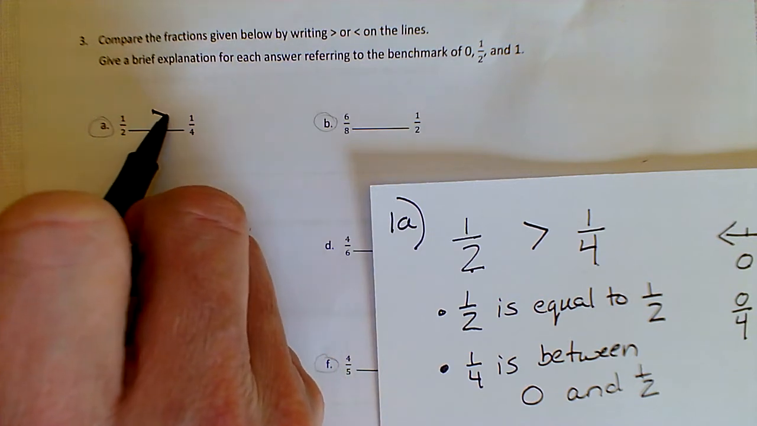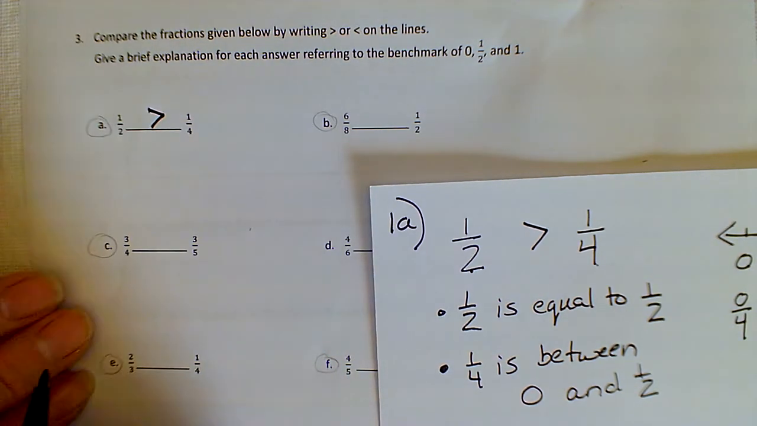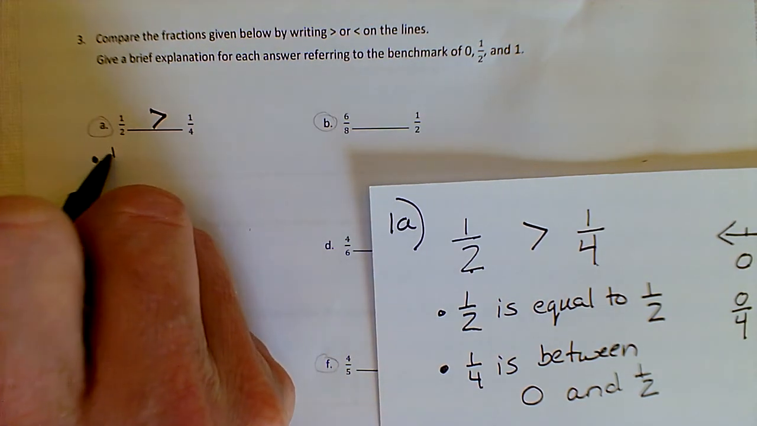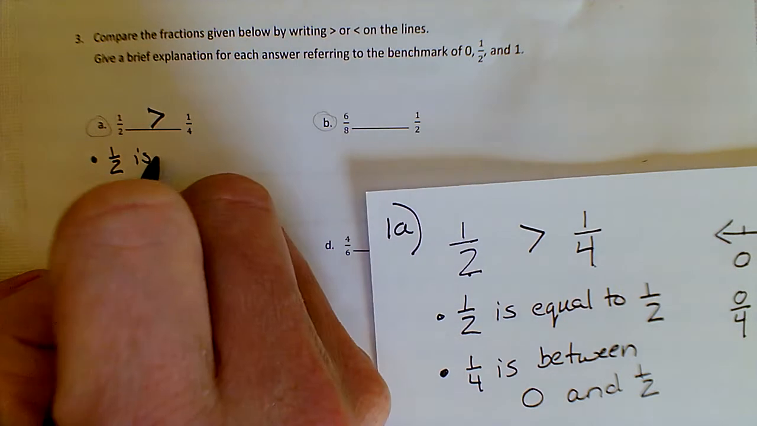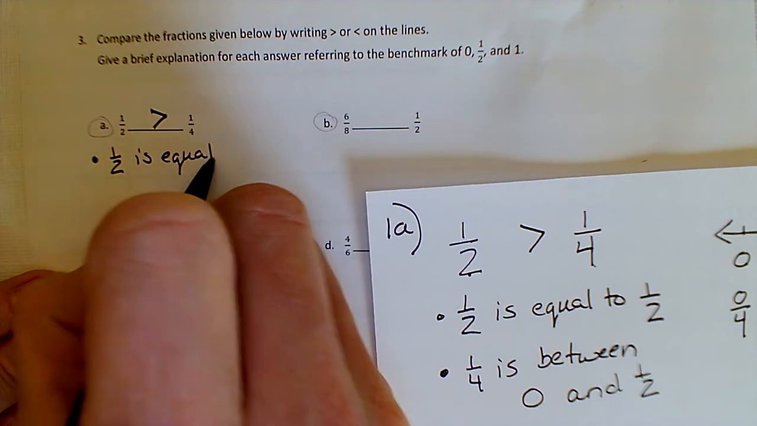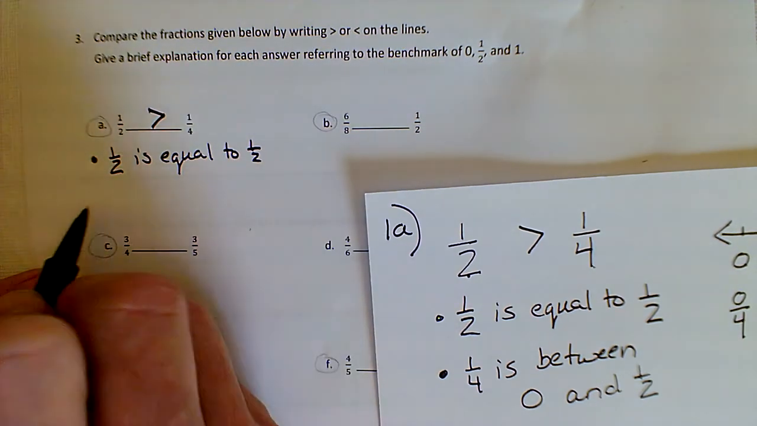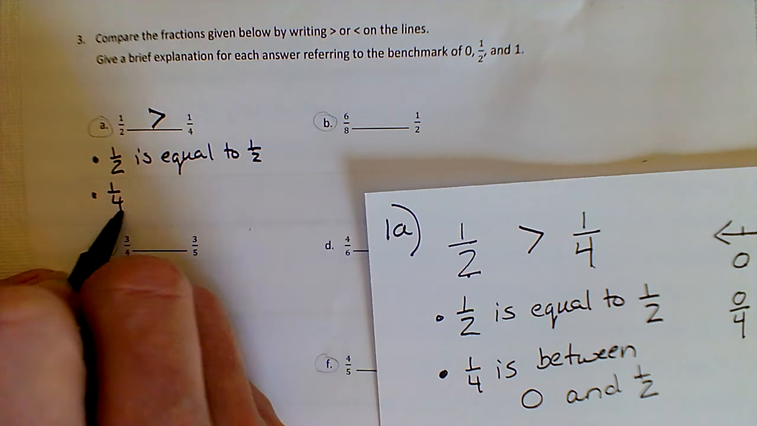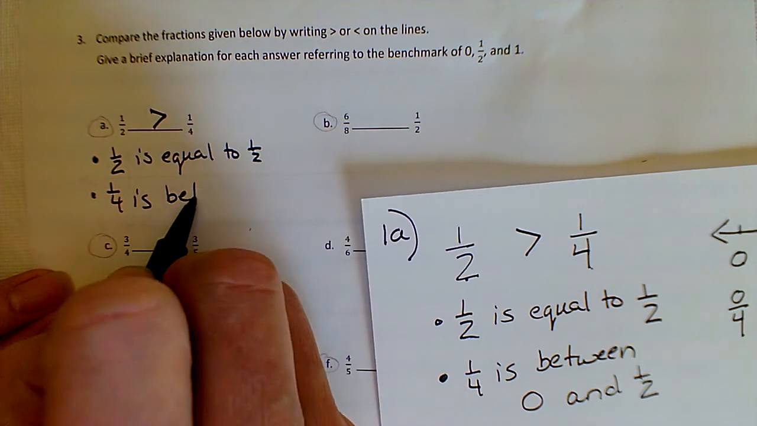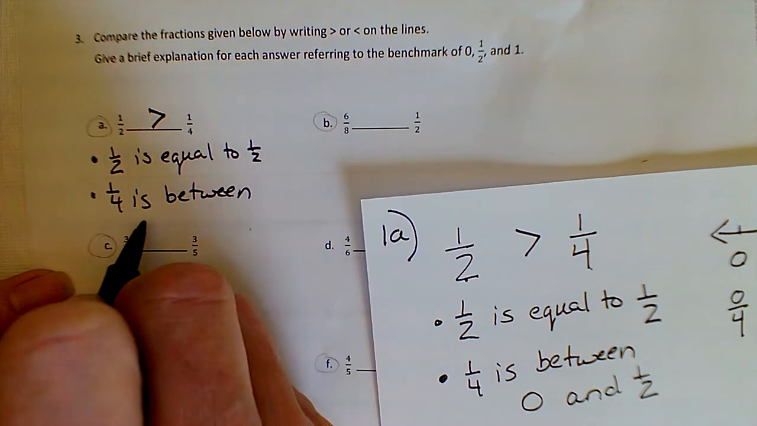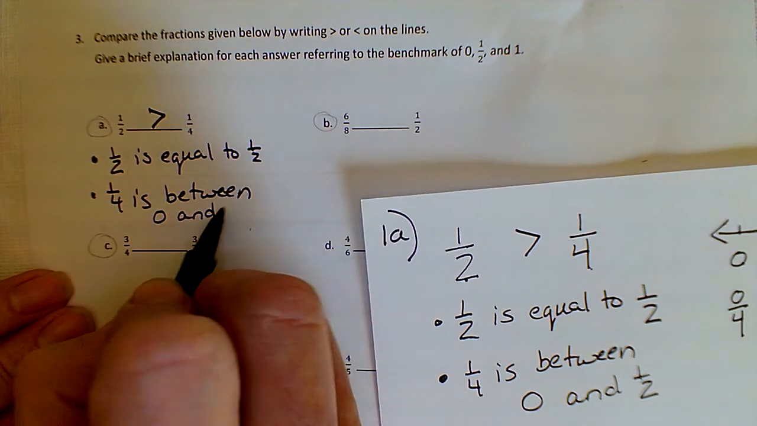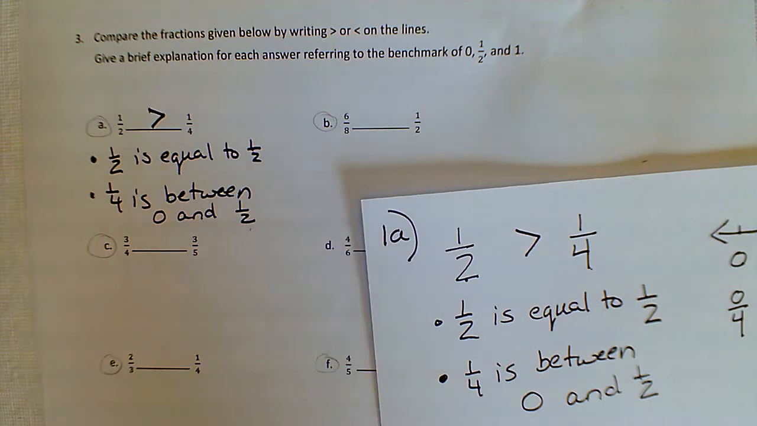So again, I'm going to write that 1 half is larger than 1 fourth. And then what you would write is 1 half is equal to 1 half. So we're talking about the benchmark 1 half. And then here I'd say that 1 fourth is between 0 and 1 half. And it's actually exactly halfway between the two.